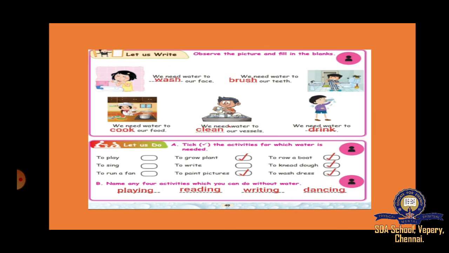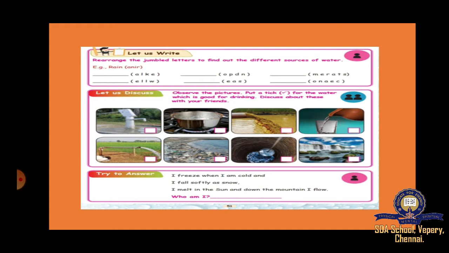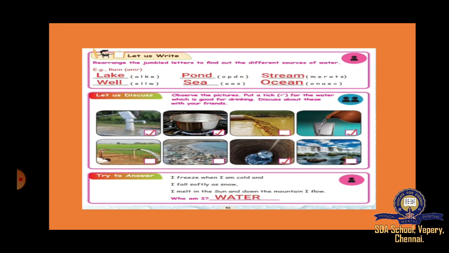Okay, children, I hope you all finished this one. Now, this one, the answers are lake, well, pond, sea, stream, ocean. And which is good for drinking? This is bore, boiling water, pot water, well water.